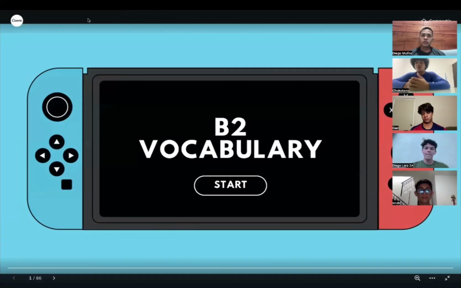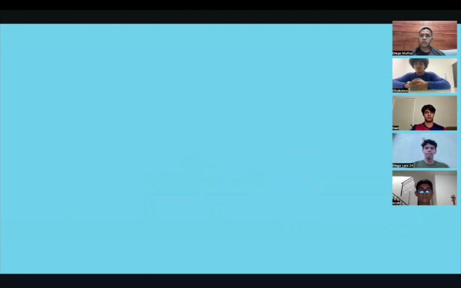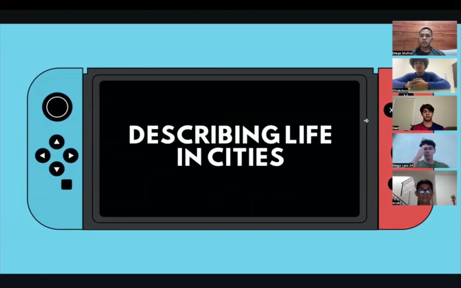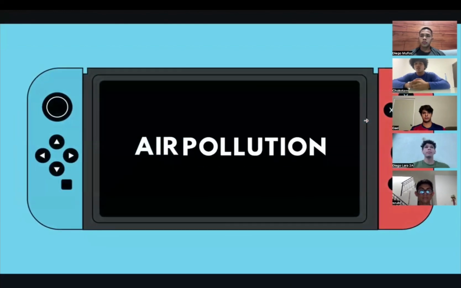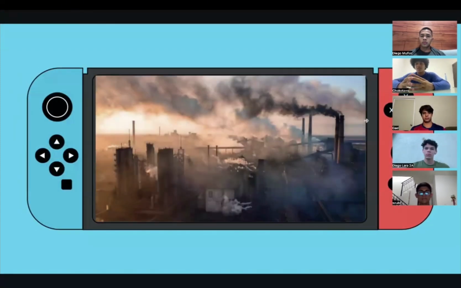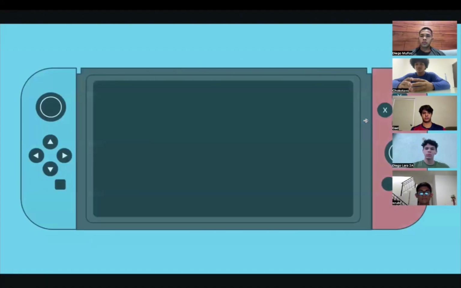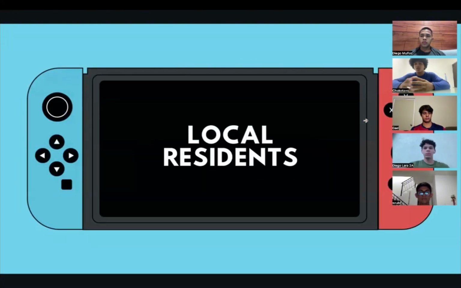Okay, first of all, we will show you the vocabulary of Unit 7. The first title is Describing Life in Cities. We have air pollution, that is the dirty or harmful air caused by smoke, chemicals, or gases. There is an image. Next, we have local residents, that are people who live in a specific area or a neighborhood.